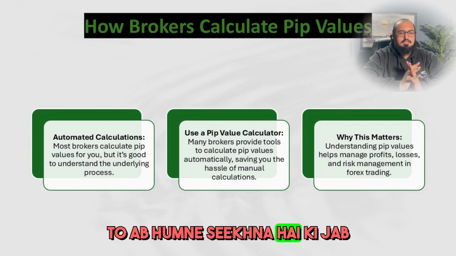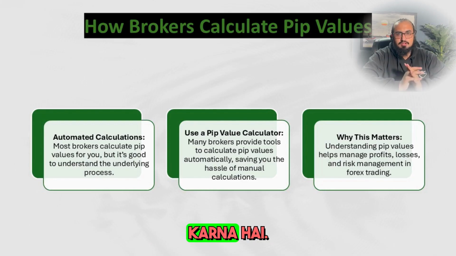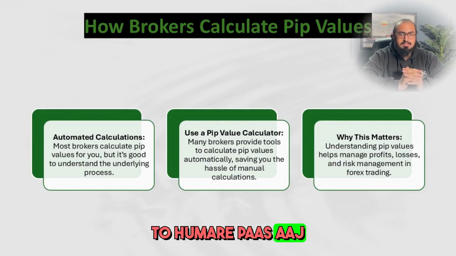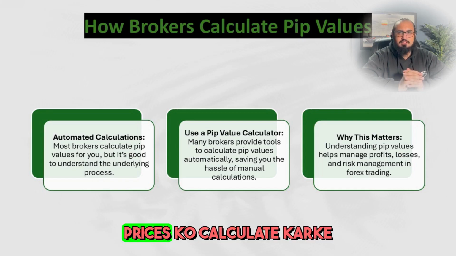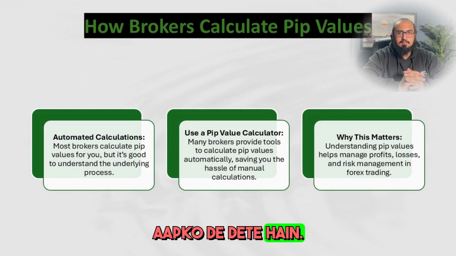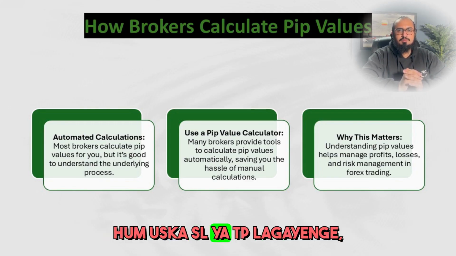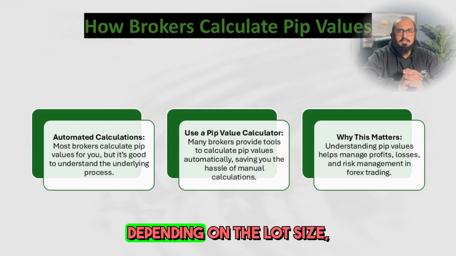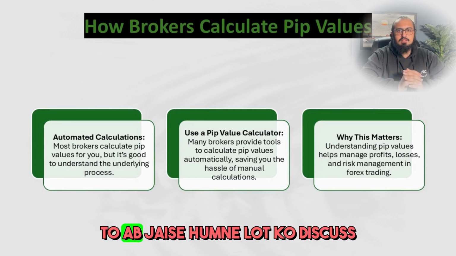Let's talk. Now we have to learn how to calculate when we trade. Today's brokers automatically calculate these values in their applications and provide them to you. When we go to the exchange tab to place a trade, whether it's a buy or a sell, and we set a stop loss or TP, it will calculate and tell us the price in dollars depending on the size.